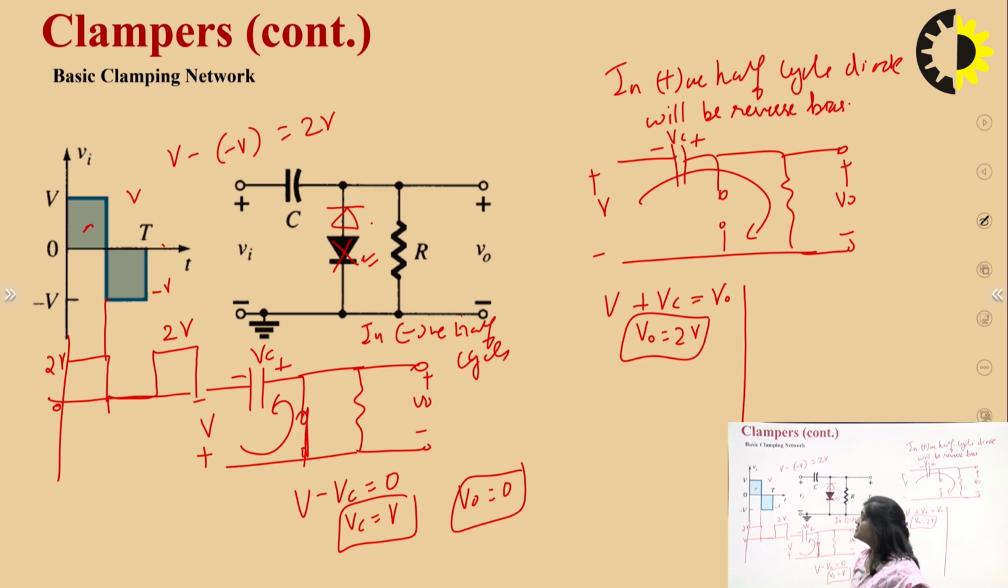So the shape of the waveform will be same. It is the square waveform and output will also be square waveform, and also the total swing will also be same. Means 2V here, so here also it will be 2V.